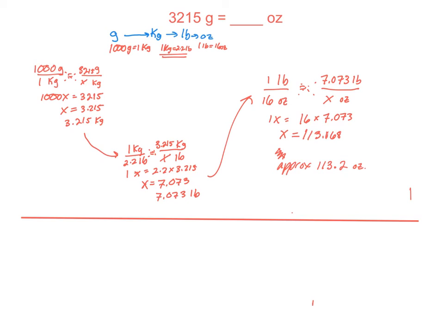Now, dimensional analysis is going to be slightly different. Dimensional analysis is still going to use these: 1,000 grams equal to 1 kilogram, so I'm still going to write these down. 1 kilogram is going to be equivalent to 2.2 pounds. And 1 pound is going to be equivalent to 16 ounces. We're still using these, and my plan is still to go from grams to kilograms to pounds to ounces. That's still the plan.